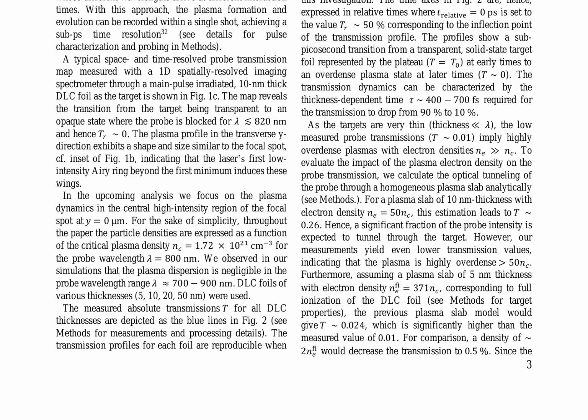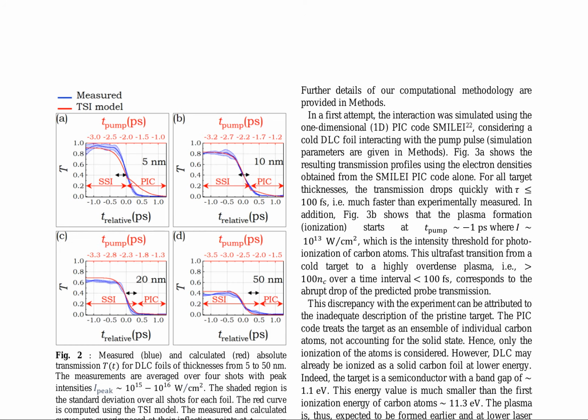The results indicate the formation of highly overdense plasmas, characterized by electron densities significantly exceeding the critical density. Consequently, significant optical tunneling of the probe through the plasma slab is expected. The interaction between a high-intensity laser pulse and a diamond-like carbon, DLC, foil is the subject of this research paper, focusing on plasma expansion and its effect on probe light transmission. Both experimental measurements and numerical simulations are presented to explain the observed transmission profiles.